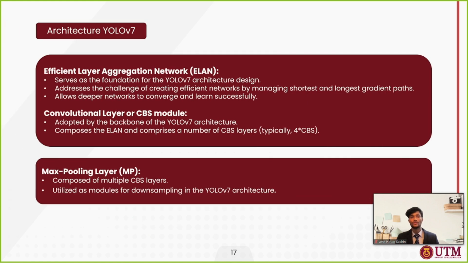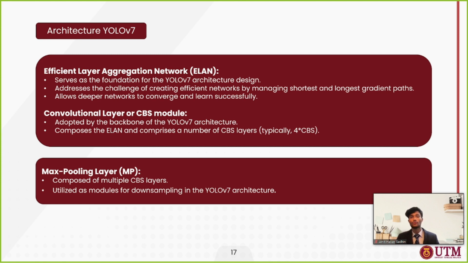The second algorithm used here is YOLOv7. One key difference between YOLOv5 and YOLOv7 is that YOLOv7 includes an efficient layer aggregation network, or ELAN. This forms the basis of the YOLOv7 design, handling the efficient creation of the network by managing gradient paths, which allows for deeper network convergence and successful learning.